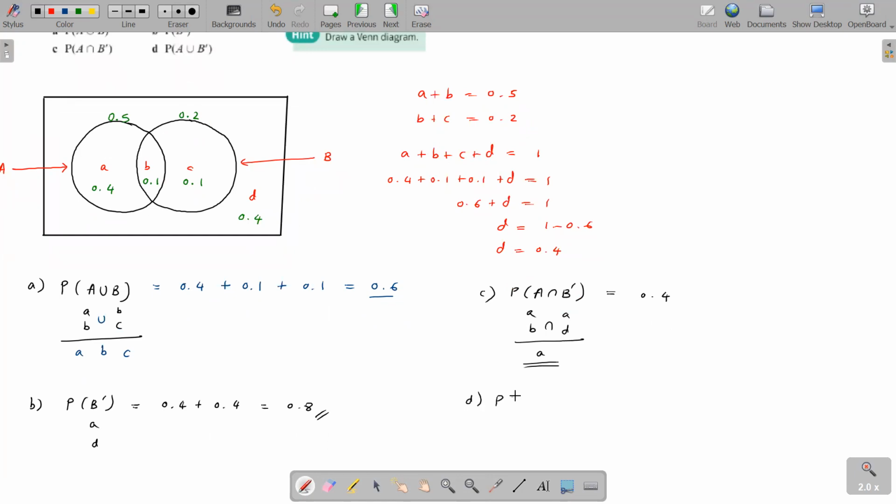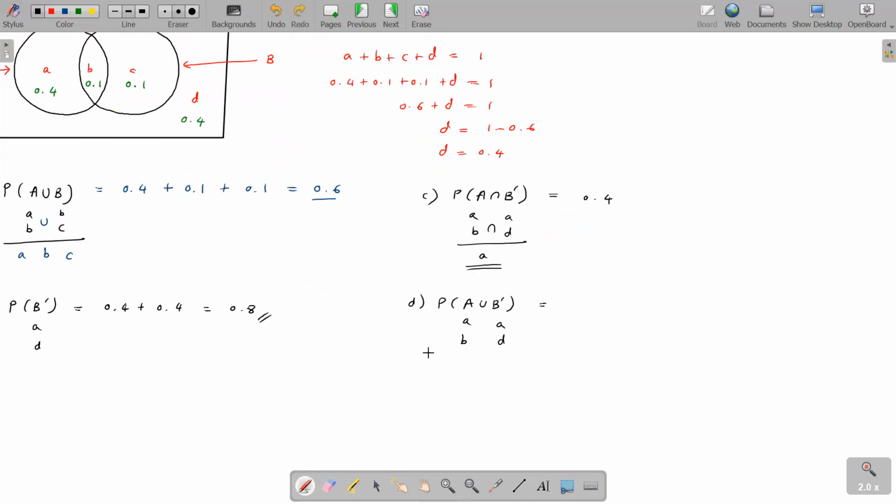Then part B, A union B dash. Probability of A union B dash. Okay, so what are the regions for circle A? Circle A, you have regions A and B, right? Circle B dash means outside, so it's A and D, right? Now in this case, they want you to do the union.